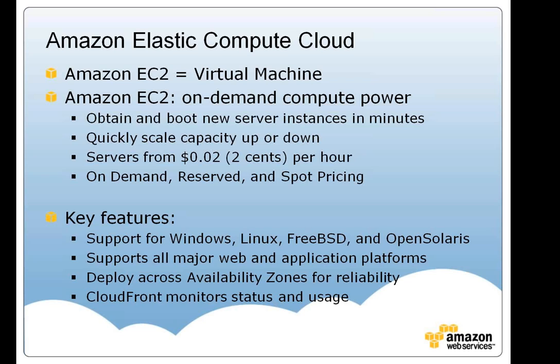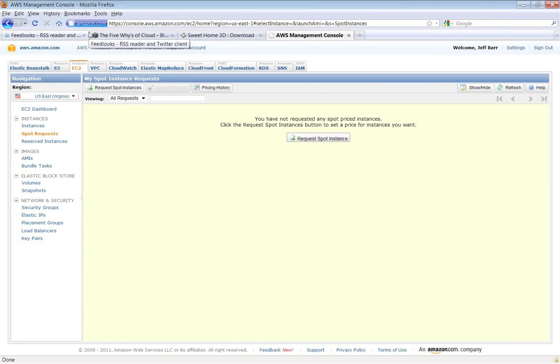As discussed before, you have the ability to launch servers across multiple availability zones in a particular region for reliability. And we have a service called CloudFront that monitors the status and usage of the different EC2 instances, and gives you things like network traffic in and out, disk traffic in and out, and CPU load. You can use CloudFront to monitor, and you can also use it to drive automatic scaling activities. So what I'd like to do now is flip over to the AWS Management Console in my browser.